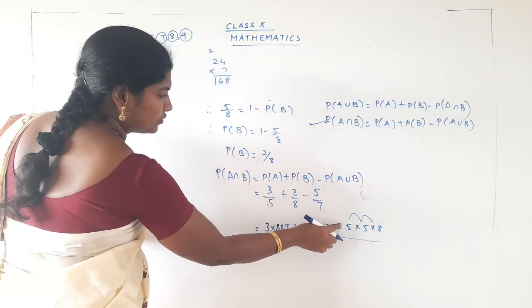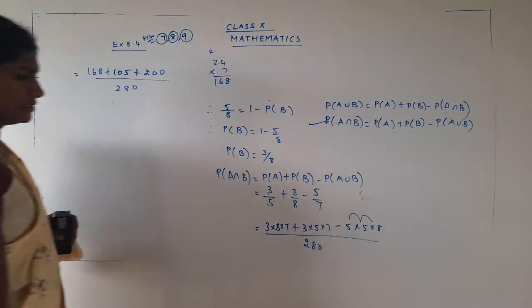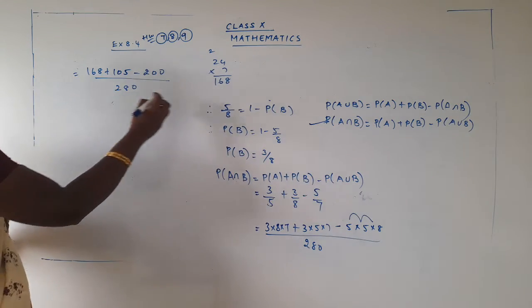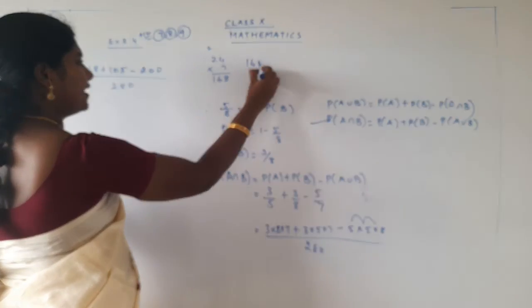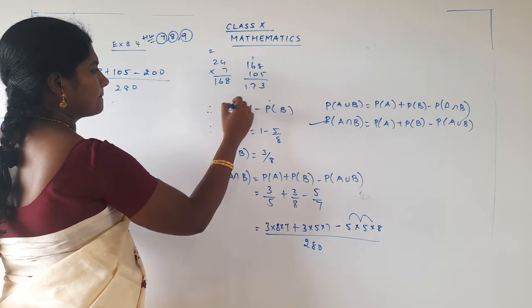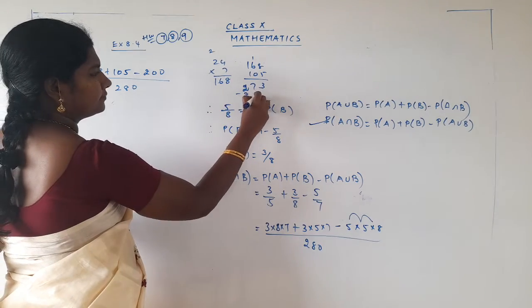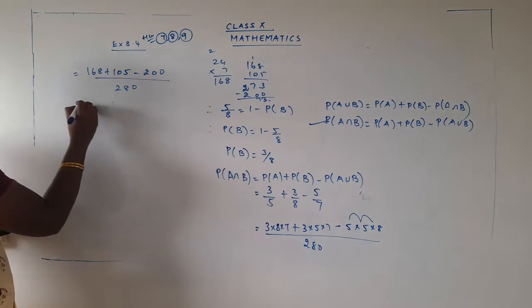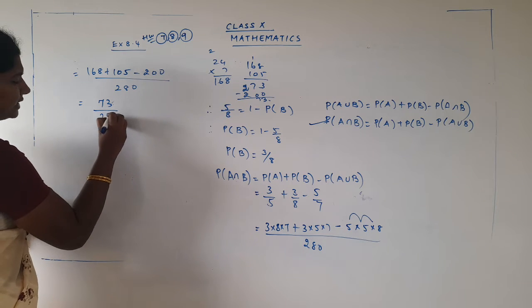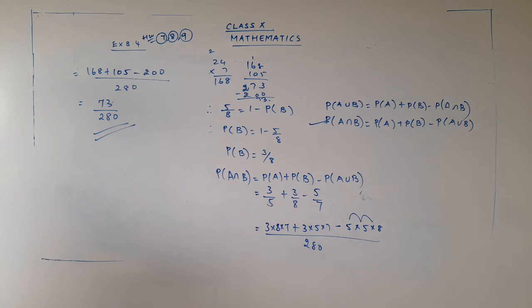The formula is minus, so we have your minus sign. Be careful with the signs. This is minus. So 168 plus 105, 273 minus 200. So I get 73. So 73 upon 280. This is the answer. So we have found the answer as 73 upon 280. Take down the answer. It's 73 upon 280.